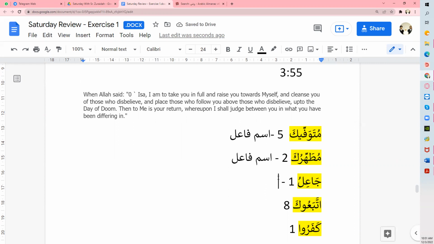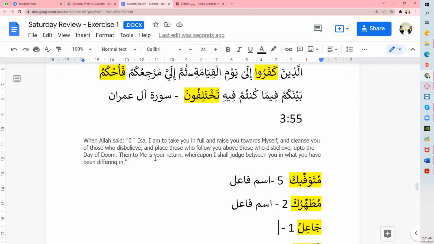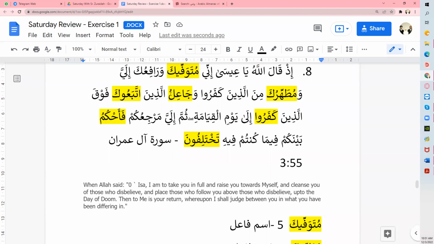Ja'ilu. Madi. This one, Lulu. There is an isim fa'il too. Fa'ilun, ja'ilu. There's a reason why it's like that. There is mudari'. Wa ja'ilu. Look at that, ja'ilu.